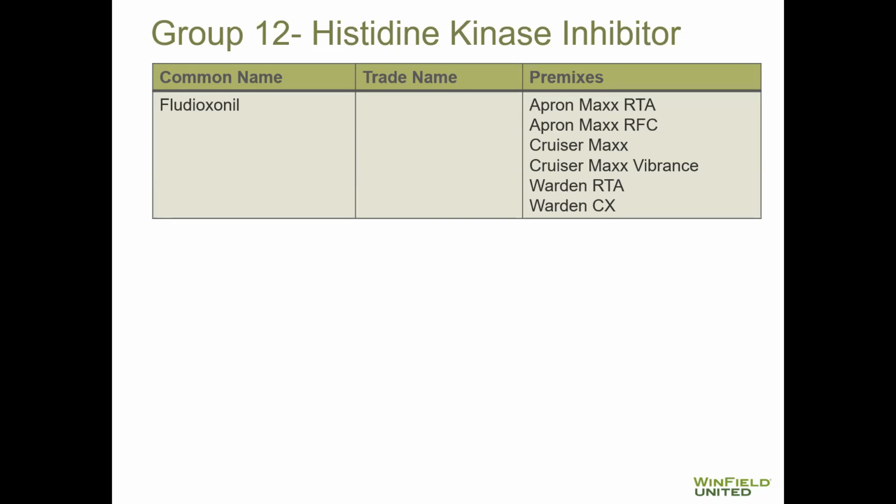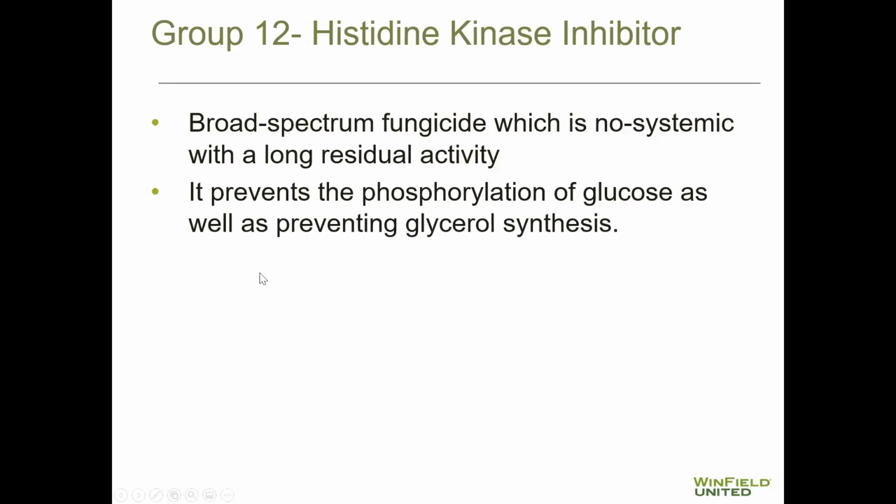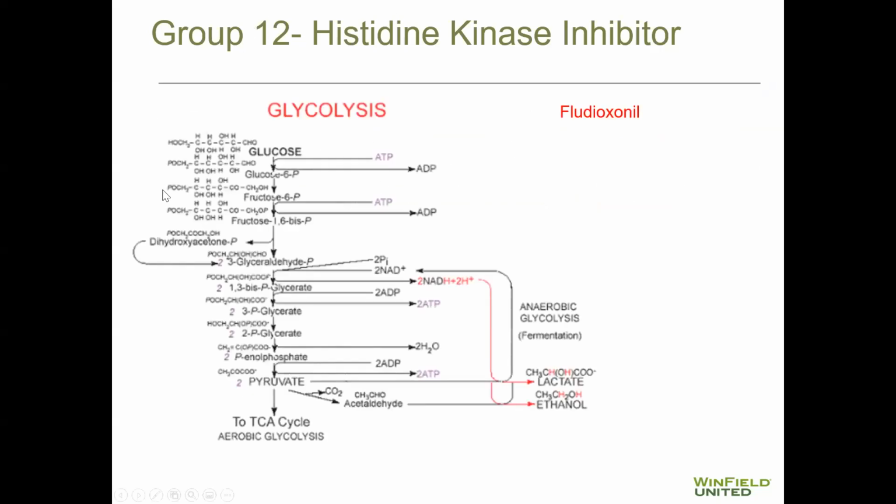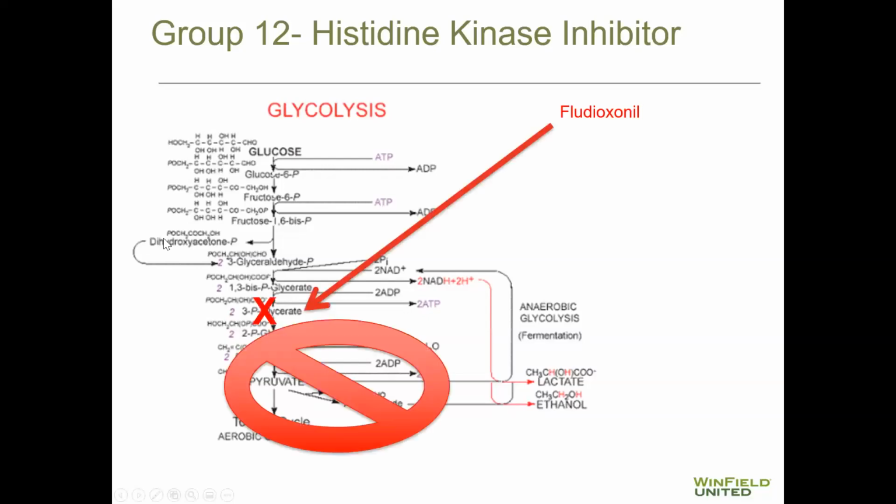It's fludioxonil. And so you can see all of the different products fludioxonil is in. It's a broad spectrum fungicide, non-systemic, with a long residual activity. So it actually stays in the roots. And it basically prevents the phosphorylation of glucose, which means that you're shutting down the ability of that fungus to replicate and to feed itself.